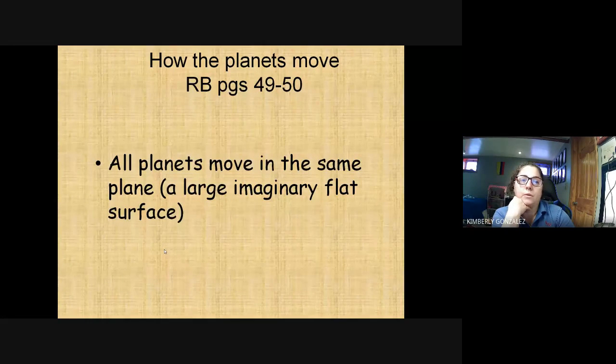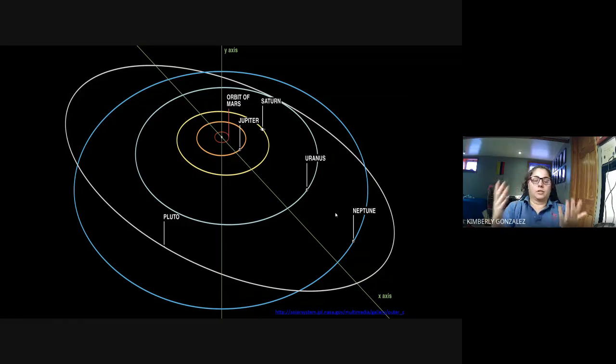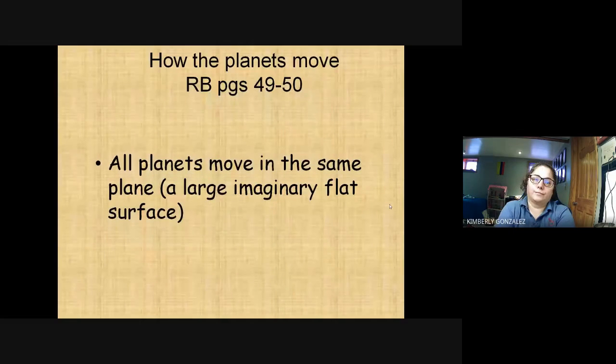Okay, so how are these planets going to move? They're going to move on the same plane. That's that imaginary flat surface, right? So if you're looking here, we have this x-axis. They're pretty much all on the same plane. Now, just like the moon does for us, one might be slightly off. And this is review of pages 49 to 50 for those of you who are following along there.